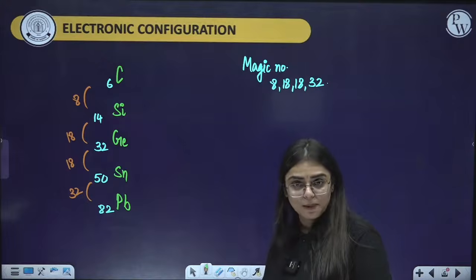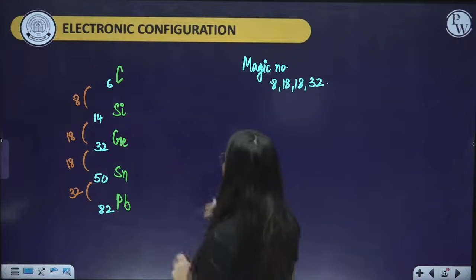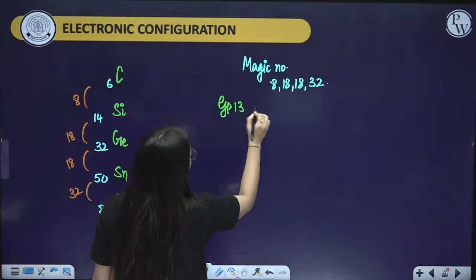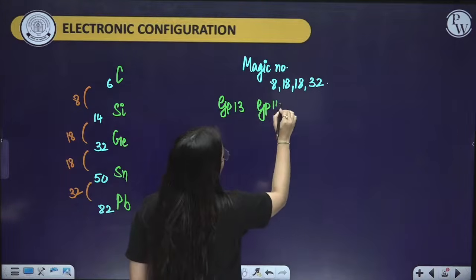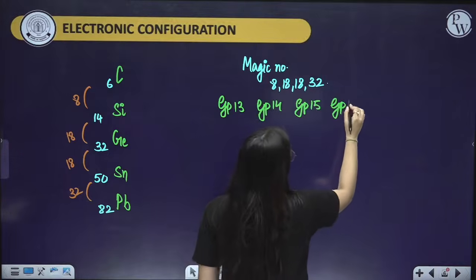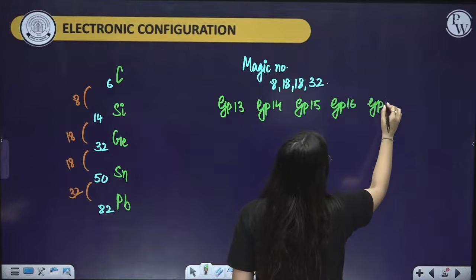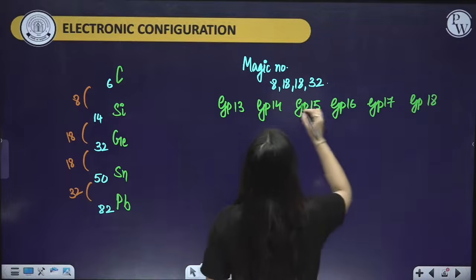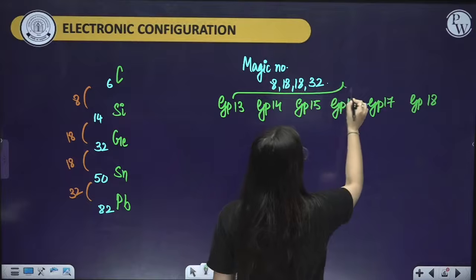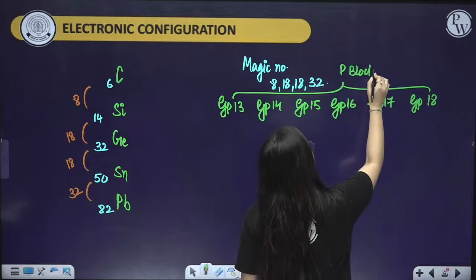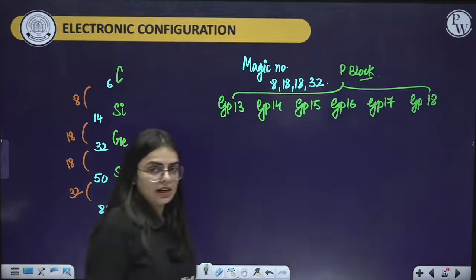So if you remember, my dear students, I've already told you that here is my group number 13, here is my group number 14, here is my group number 15, group number 16, group number 17, group number 18. Basically, these all are your P block elements, right?